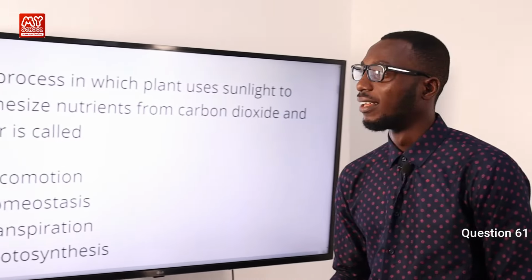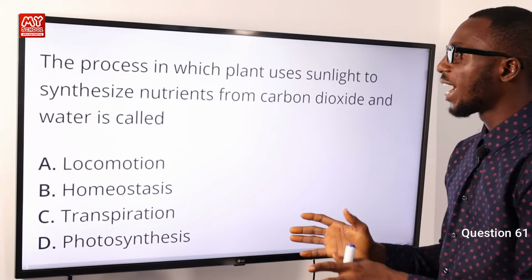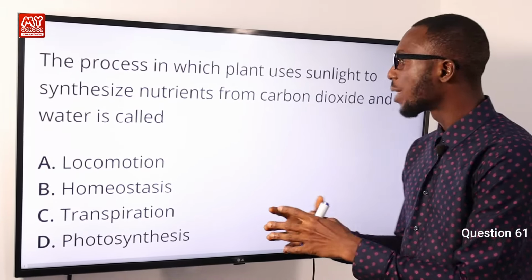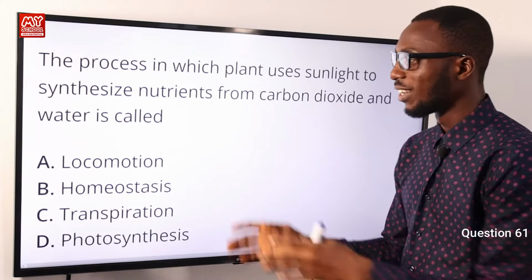In this clip, we'll be tackling questions 61 to 90. So join me as we tackle question 61. The process in which plants use sunlight to synthesize nutrients from carbon dioxide and water is called what?